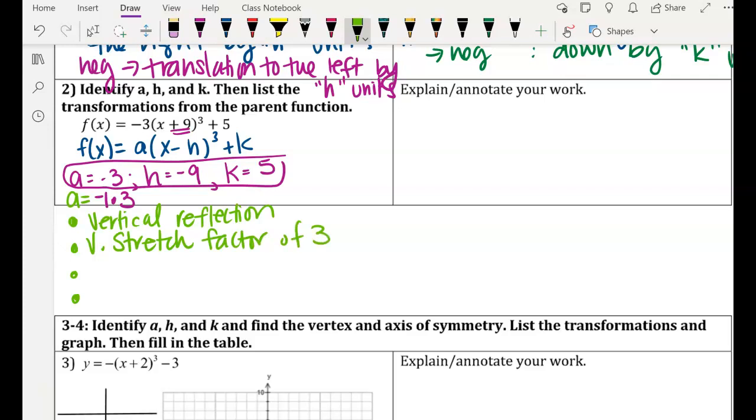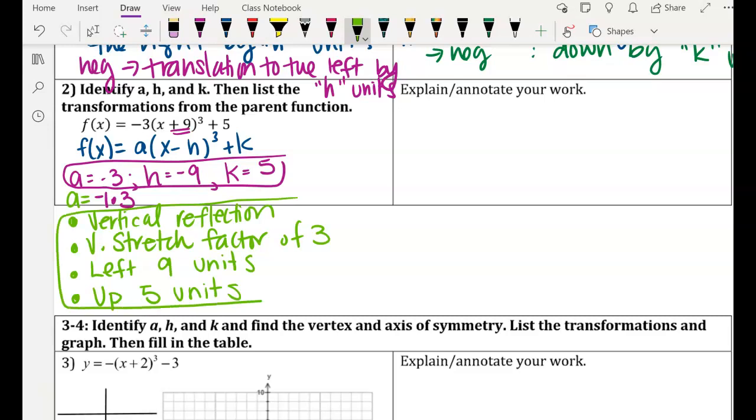Now, H being -9 is going to help us move the graph to the left 9 units. Yes, you can totally add in translation to the left 9 units. And then K being +5 is going to move the graph up 5 units, so translate up 5 units is also okay to have. So these are what we need to box up, along with the A, H, and K.